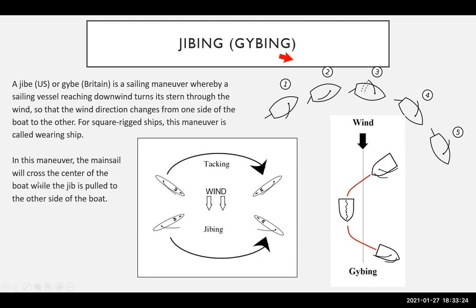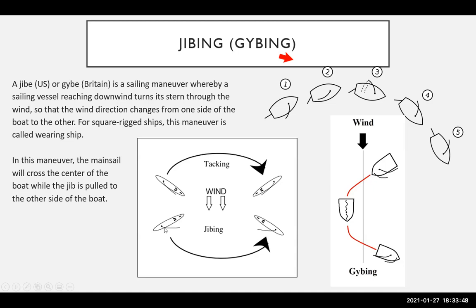In this maneuver, the mainsail will cross the center of the boat while the jib is pulled to the other side of the boat. So basically, in this image here, you're looking at our points of sail. So if you're trying to go from a close haul on your starboard tack to a close haul on your port tack, that is tacking.